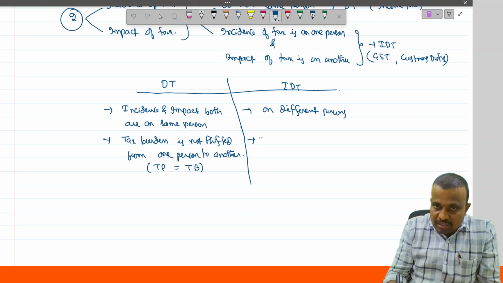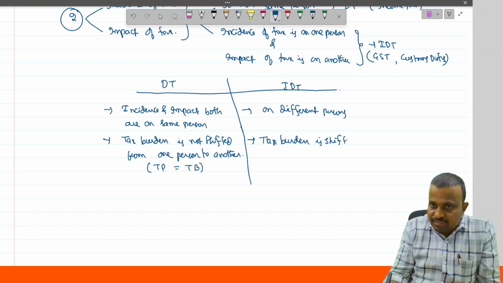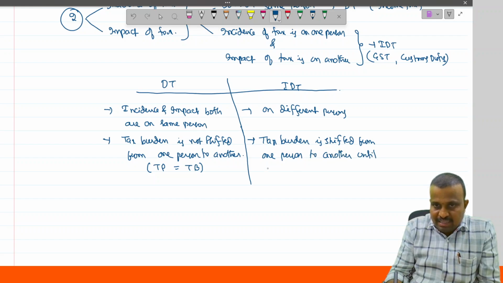But in indirect tax, the tax burden is shifted from one person to another until it reaches the ultimate consumer.